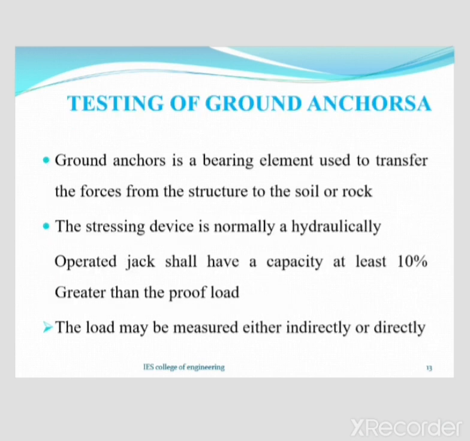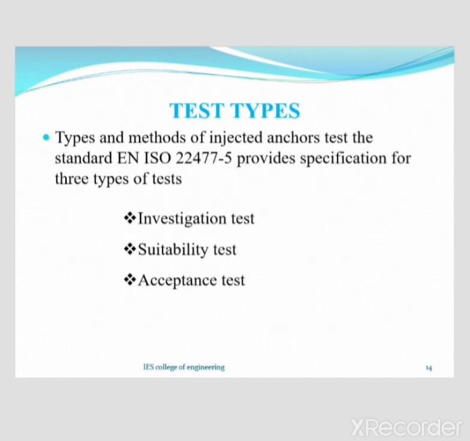Next, testing of ground anchors. The ground anchor is a bearing element used to transfer the force from the structure to the soil or rock. The stressing device is normally a hydraulically operated jack and shall have a capacity at least 10% greater than the proof load. The load may be measured either directly or indirectly. Three different types of testing are used: investigation test, suitability test, and acceptance test.